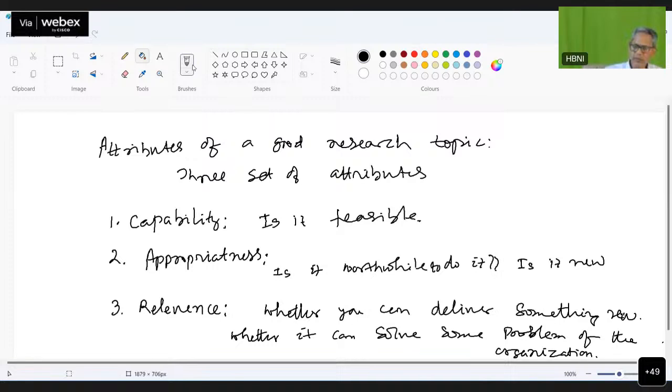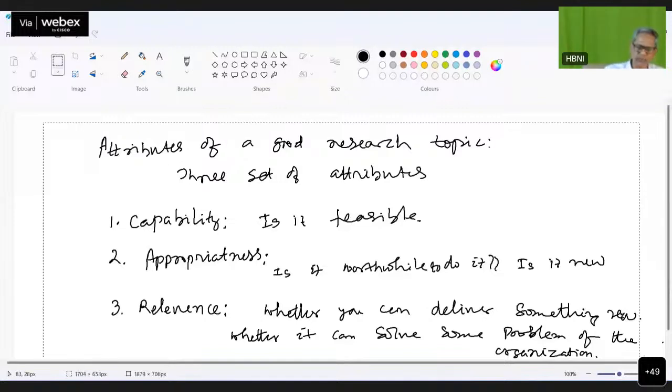Even when you are going to publish any paper in a journal, similar questions are asked. They will always ask you what is new in your present study, and whether you are able to solve some problem. They will ask you exactly the same questions.